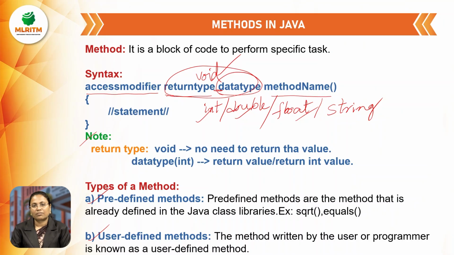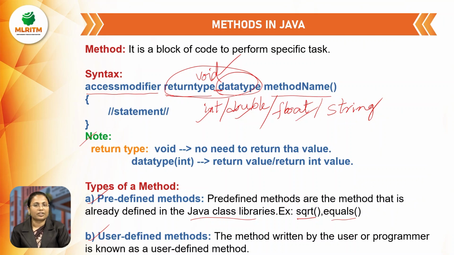So the Java developers themselves have built some predefined methods, which are available in the Java class libraries. For example, sqrt is one of the predefined methods. We can directly access that method and perform the corresponding task. The equals method, which we use to compare two strings, is also a predefined method, right?